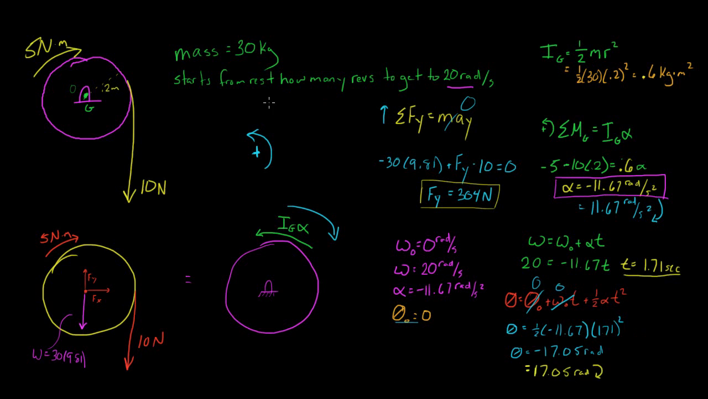I know I said find how many revs to get this, but I found it in radians. You can convert radians to revolutions by dividing it by 2 pi. So we'll have this is equal to 2.73 revs. This really is not the important part of the problem. The important part is how we get to this part. But this negative sign on it just means it's going in the opposite direction, since we used counterclockwise as our positive notation for this problem.